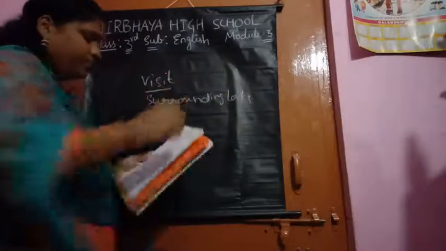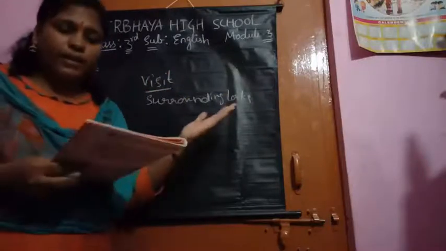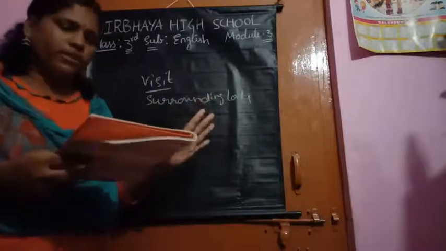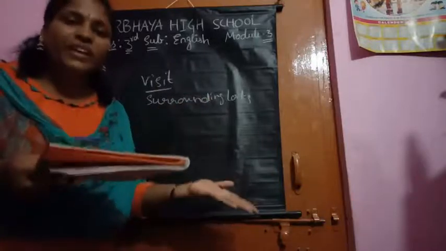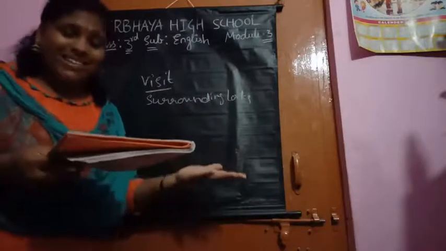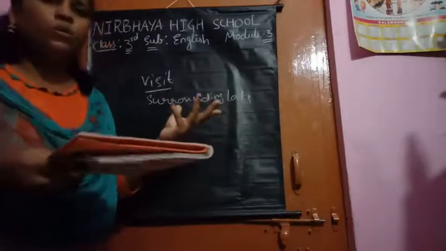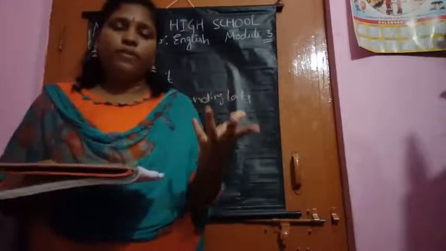Okay, children. What are the buildings, mountains, and water bodies around? What were the surroundings like? What were the sounds you heard there? What colors, and what did you notice about that place? See here, in the school trip, where have you gone?